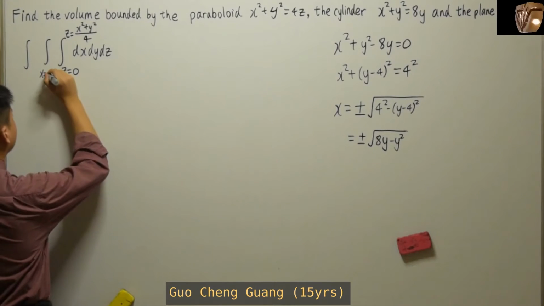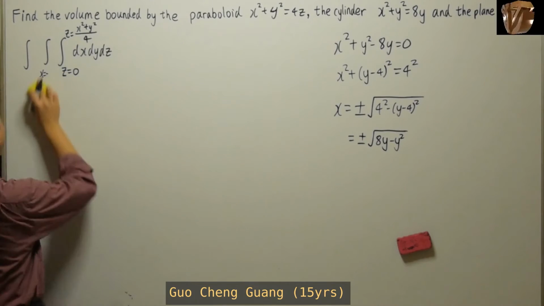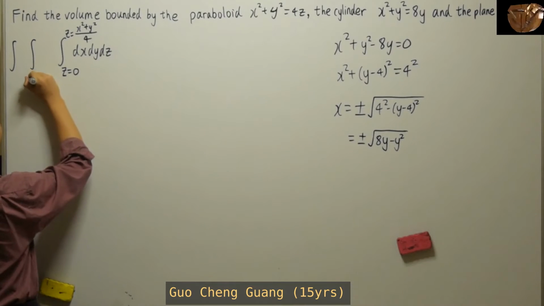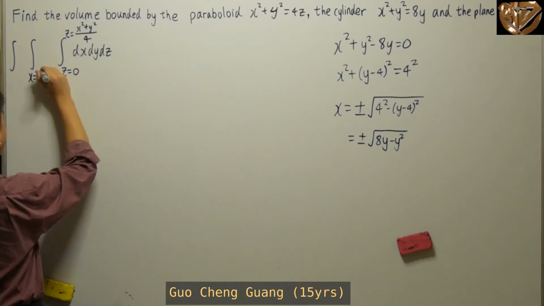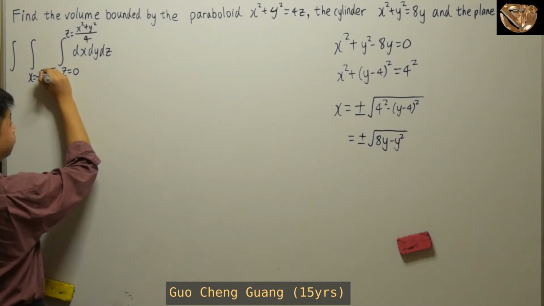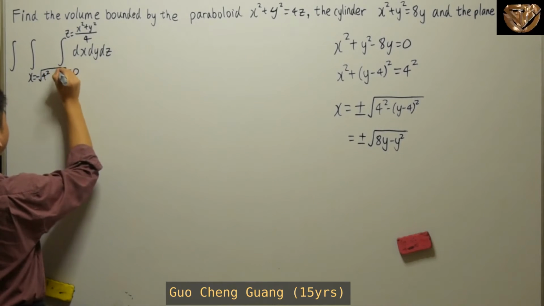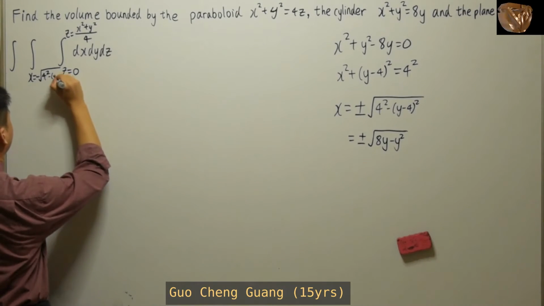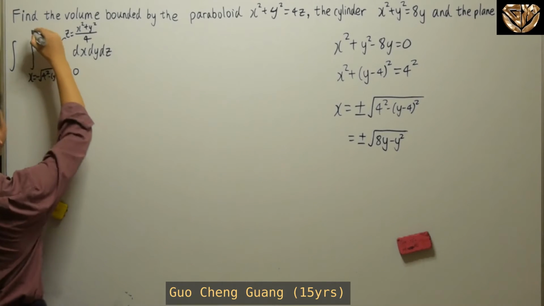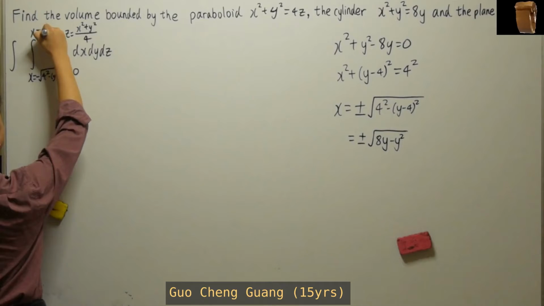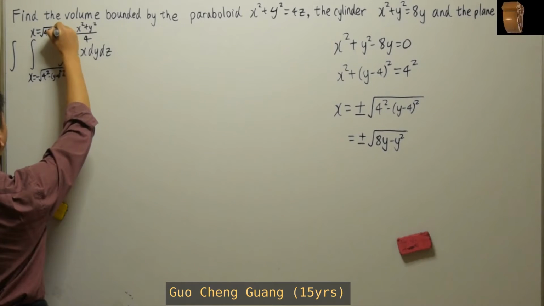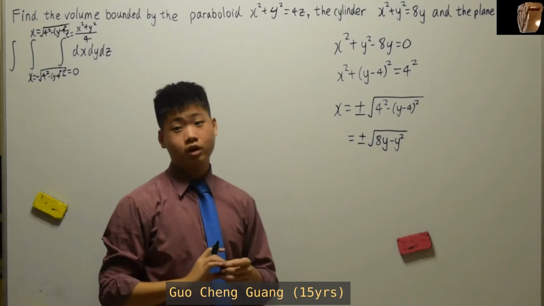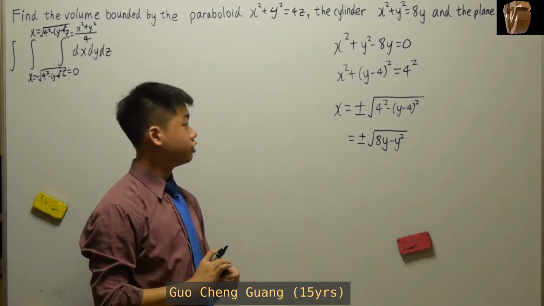So x is equal to negative square root of 4 squared minus (y minus 4) squared. Well, the positive value for x is square root of 4 squared minus (y minus 4) squared. So that would be your boundary for x.